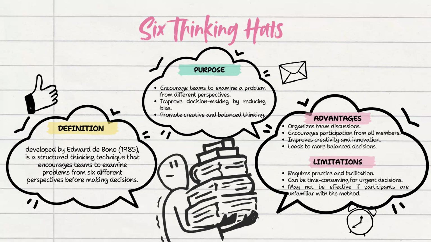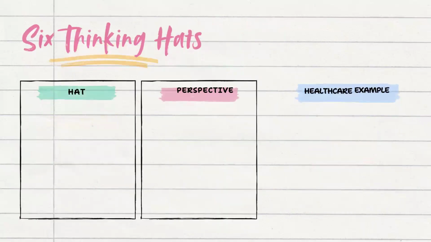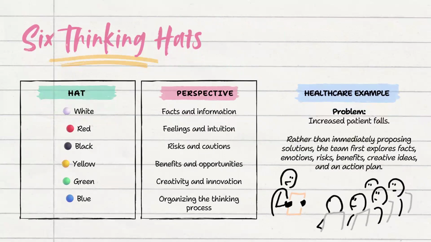So, let's imagine our hospital experiences an increase in patient falls. The white hat examines the data. The red hat explores emotions and concerns, and then the black hat identifies the risks. The yellow hat looks for opportunities, and the green hat encourages creative ideas. Finally, the blue hat organizes the discussion into an action plan.